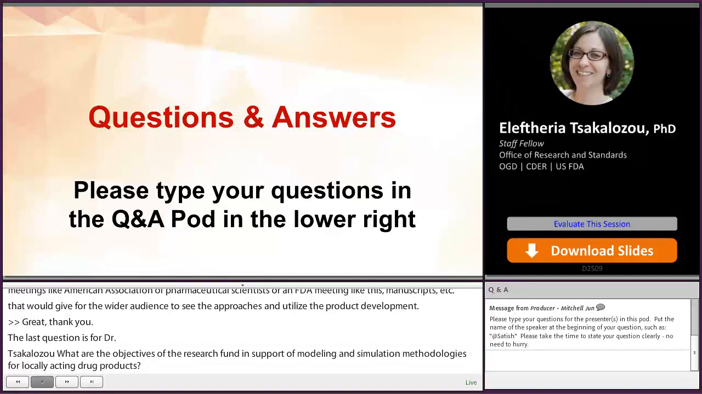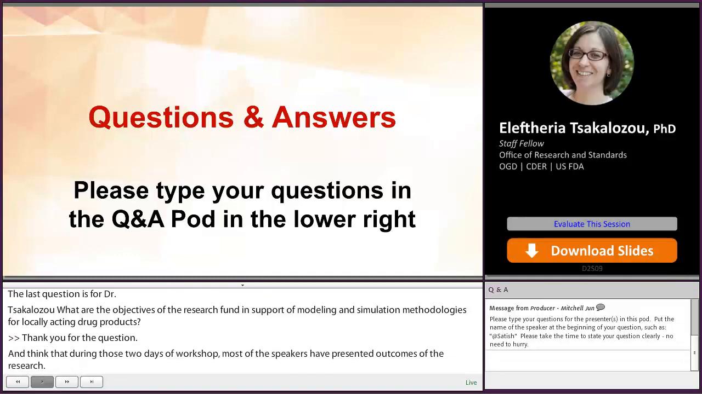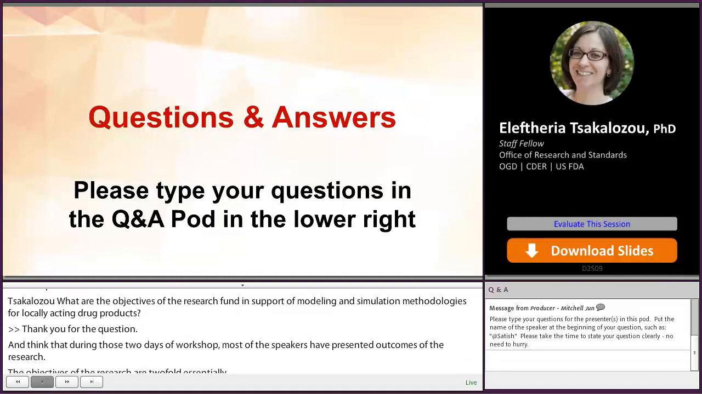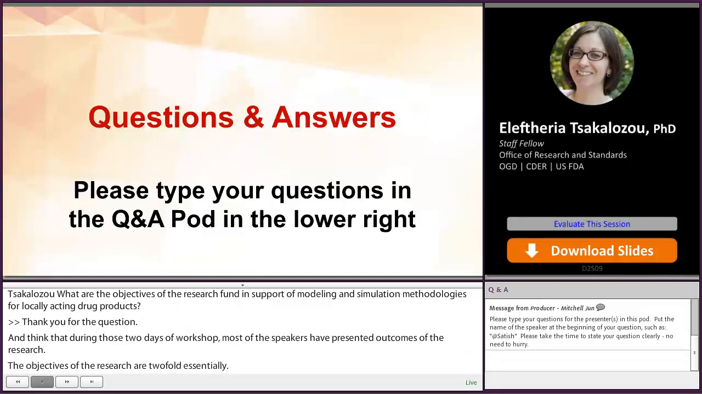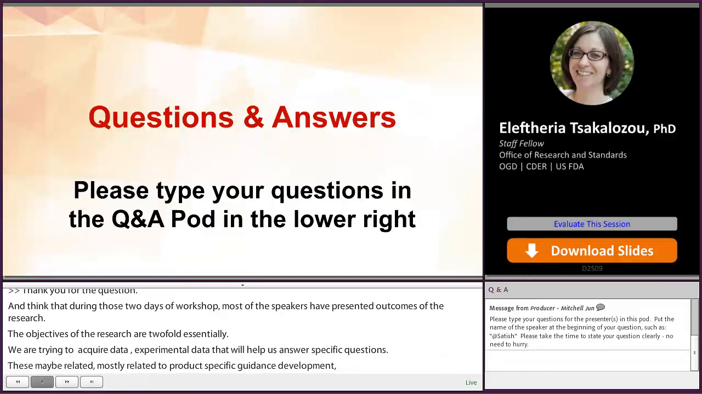I think that during those 2 days of a workshop, most of the speakers have presented outcomes of the research. So the aims, the objectives of the research are twofold, essentially. We are trying to acquire experimental data that will help us answer specific questions. They're mostly related to product-specific guidance development, and also they can be related to ANDAs for complex drug products. The locally acting drug products are considered complex drug products.